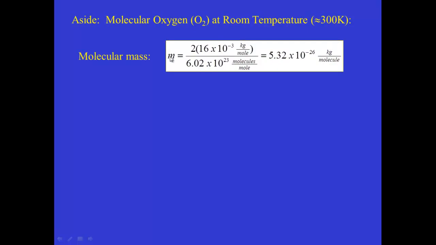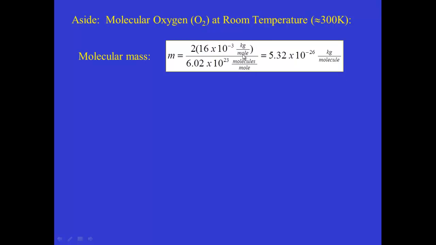So the molecular mass in kilograms, which is what we need to plug into the previous equation, we use the mass of a single atom of oxygen, which is 16 times 10 to the minus 3 kilograms per mole. It's 16 grams per mole, but we'll write it in terms of kilograms. There's a factor of 2 because molecular oxygen is O2, and we divide by Avogadro's number, which tells us how many molecules there are in a mole.